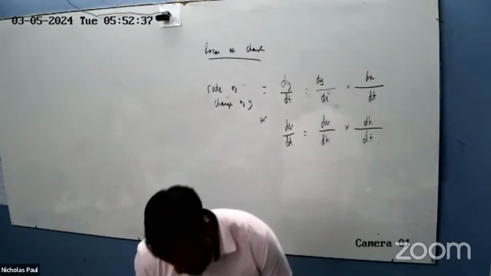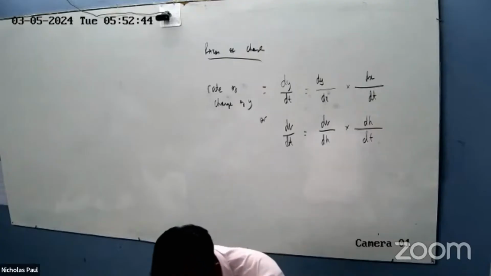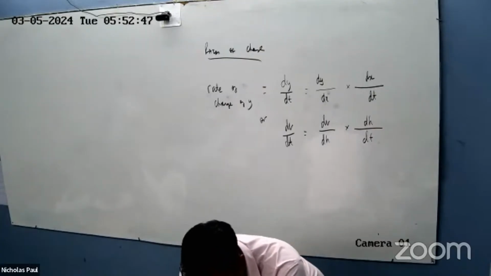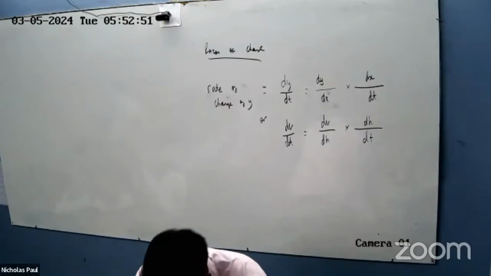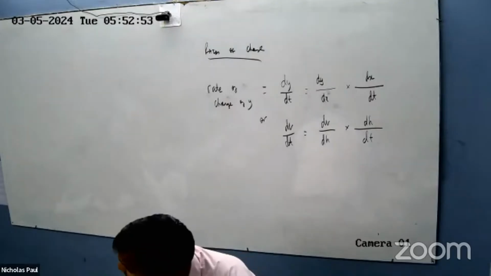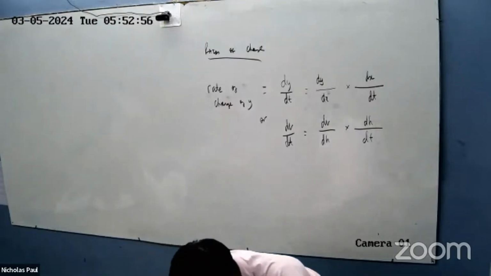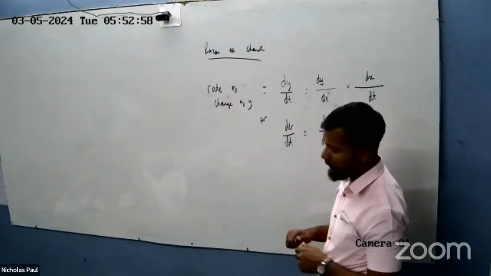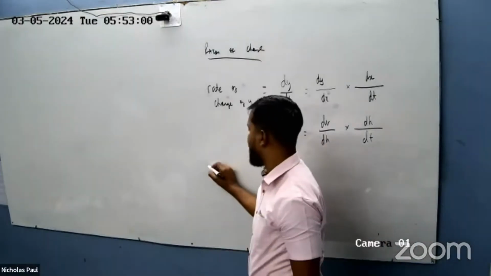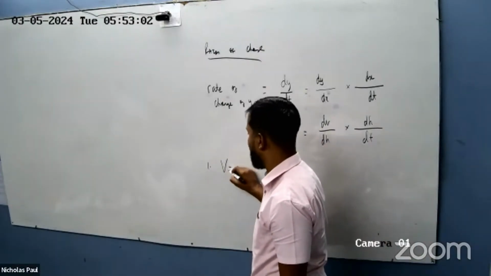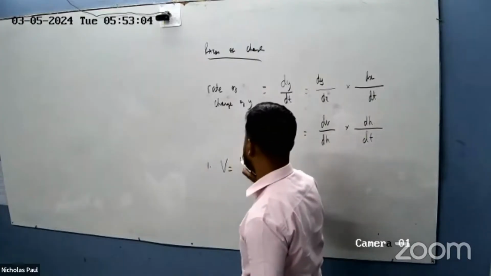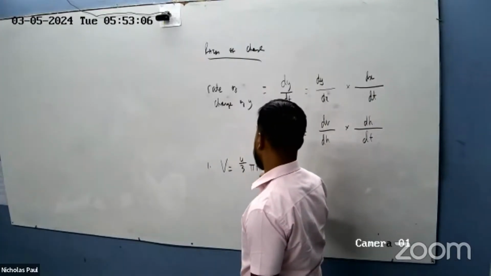Find the rate of increase of the volume of the balloon when its radius is 5 centimeters. When its radius is 5 centimeters. Right? And for number 1, they gave you the volume. Right? The volume is 4/3 pi r cubed.